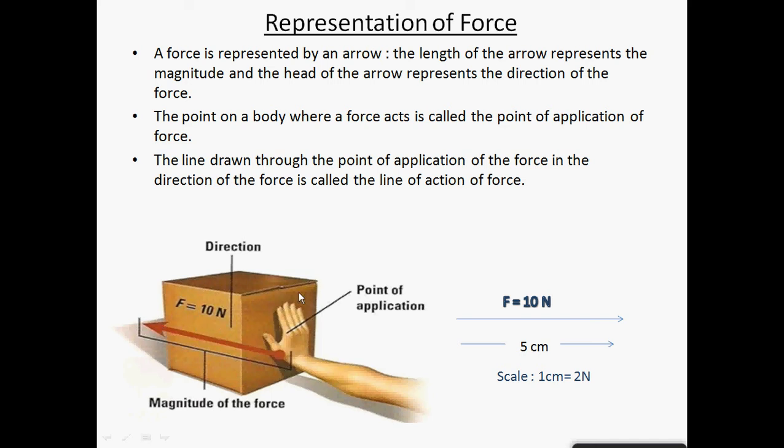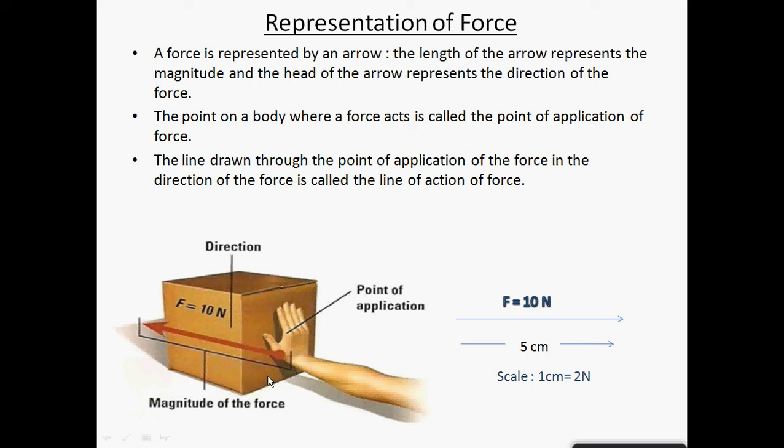So students, to represent a force, we use a line with an arrowhead. The length of the line shows the magnitude of the force, which is 10 Newton in this case. In this case 1 centimeter is equal to 2 Newton, so every centimeter is of 2 Newton. The whole length of this line is 5 centimeter, so that means it is a 10 Newton force. And this arrow points in the direction in which the force is acting, because force is a vector quantity, so we use the magnitude as well as the direction for the force.